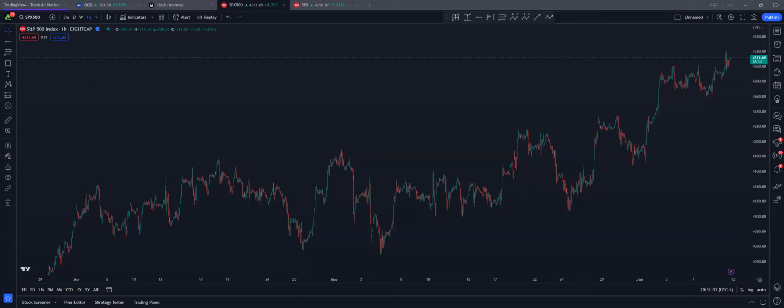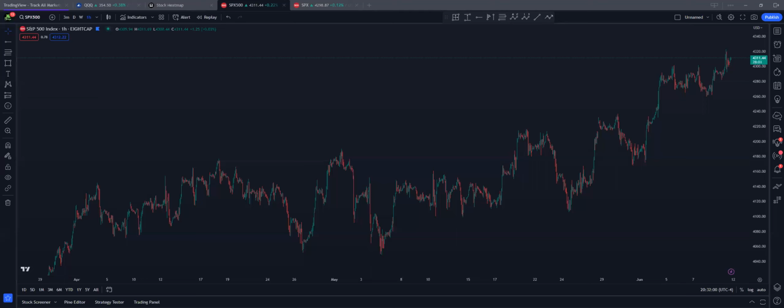We're going to have a little class. We're going to go over levels. Very important, especially in this market. We're going to go over support, resistance, supply and demand, liquidity. What's the difference between all those types of levels, how to find them, and how to use them to execute trades.